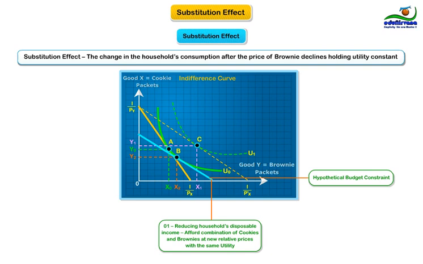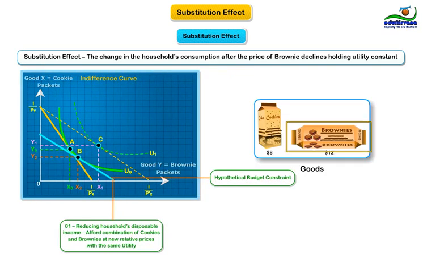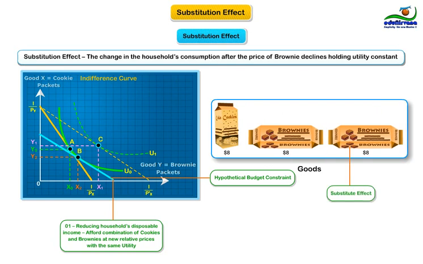In general, the substitution effect is positive. That is, if the price of brownies falls relative to the price of a packet of cookies, the household will substitute consumption into brownies and out of packets of cookies. The reverse also holds if the price of brownies increases.